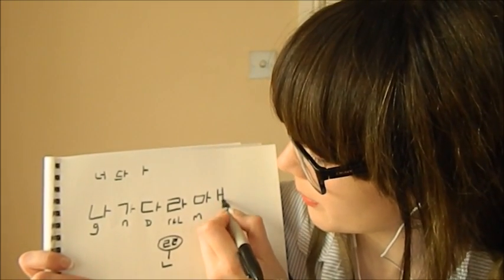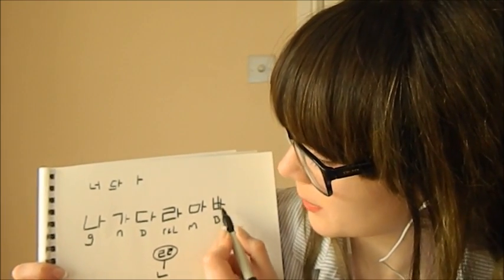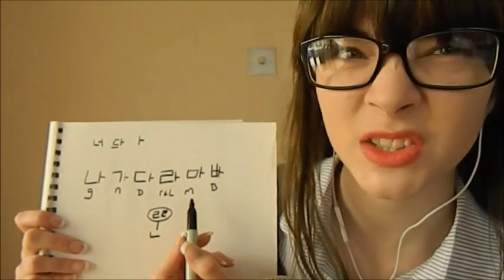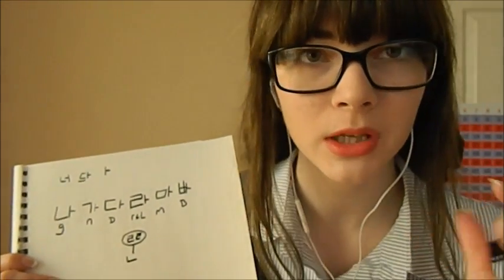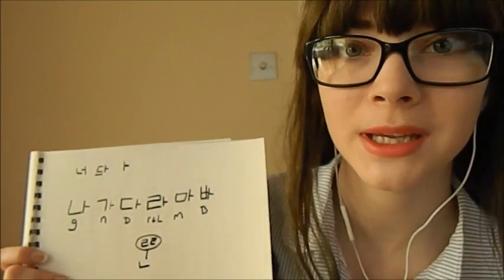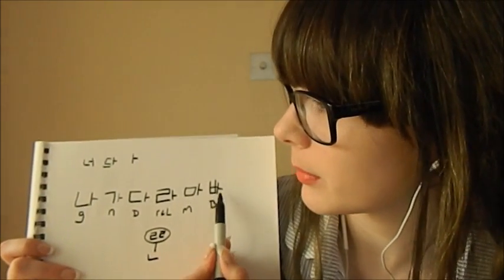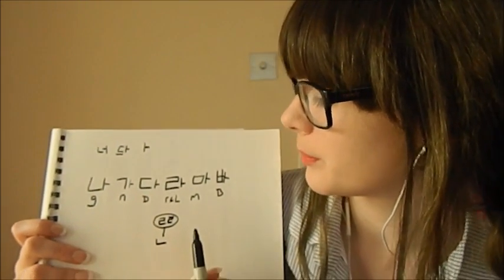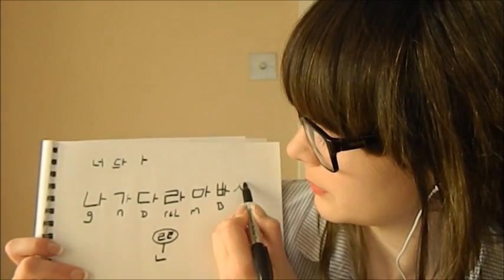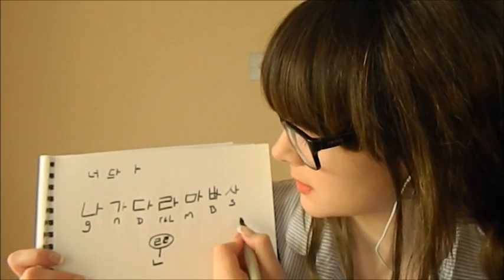Ba. The B sometimes sounds a little bit like a pa. It's a soft B, so it's similar to pa and ba, but try to make it sound more like a ba sound. So ma, ba, sa. S, sa.